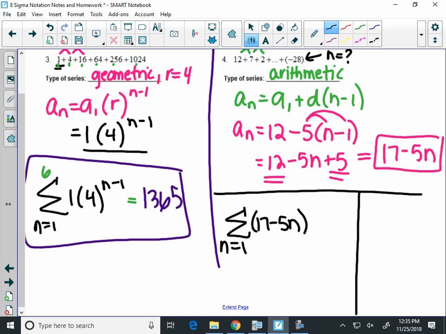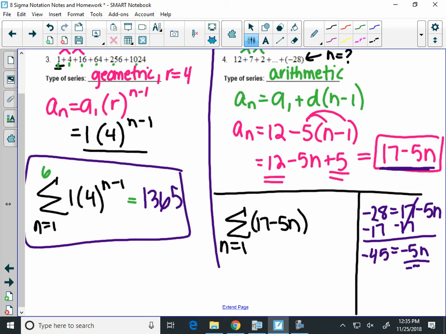So off to the side here, let's use the formula you just came up with. Let's take negative 28 and set it equal to that expression. Because that way, when you subtract 17, you get negative 45 is negative 5n, which tells you that 9 is the term number you're looking for. That means you're adding up 9 terms from term 1 to term 9.